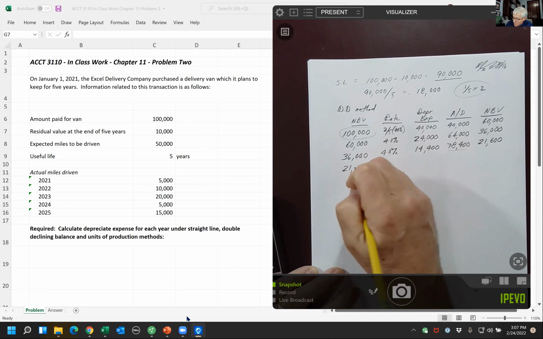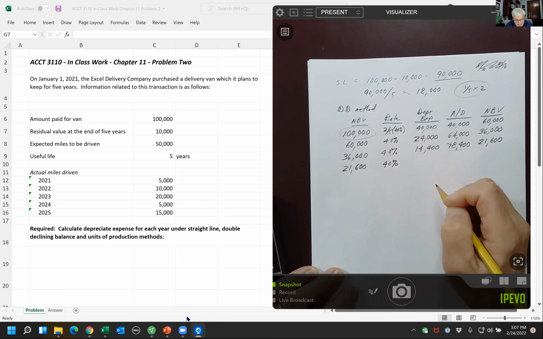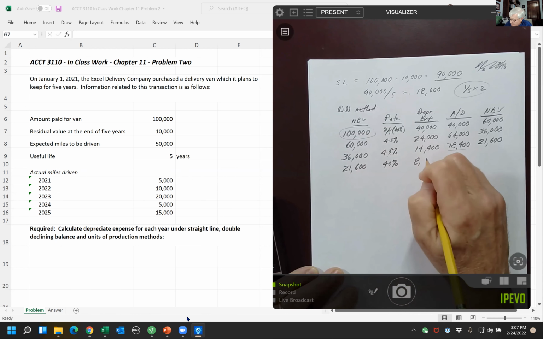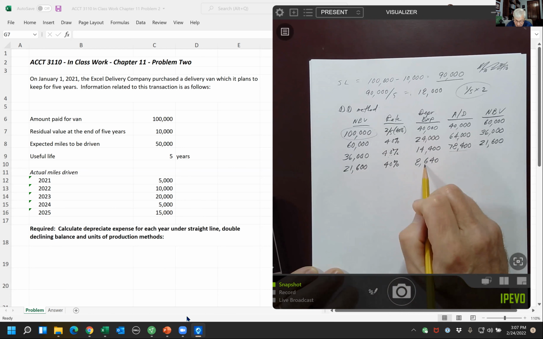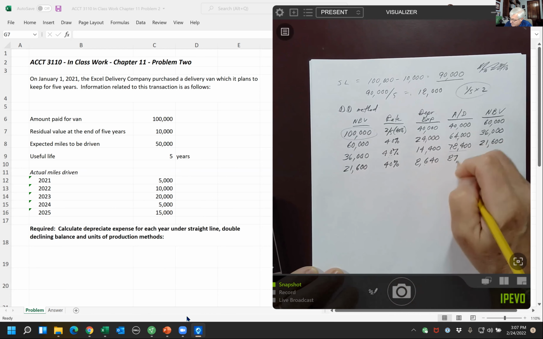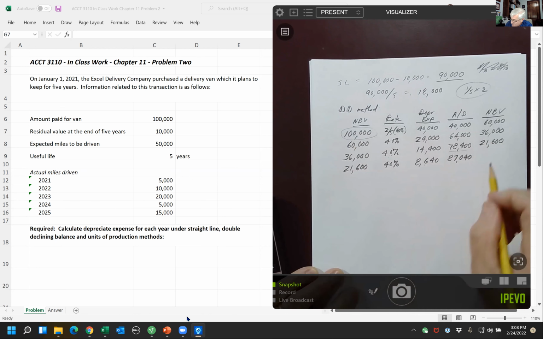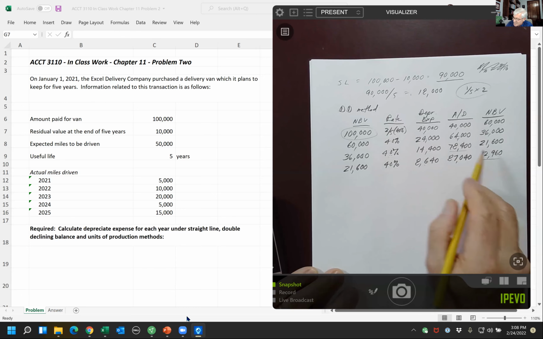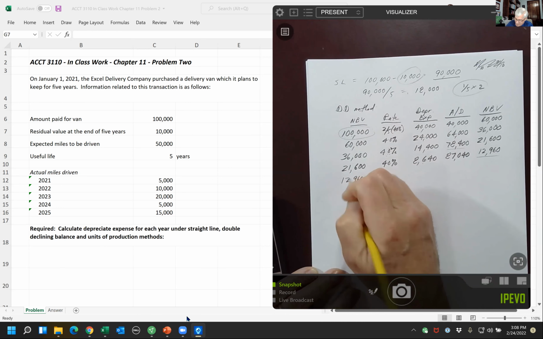So now I've got year four, 21,600 times 40%, 8,640. 78,400 plus 8,640 for accumulated depreciation equals 87,040. Net book value, 100,000 minus 87,040, 12,960. I'm only 2,960 away from my residual value, so I almost know 12,960.